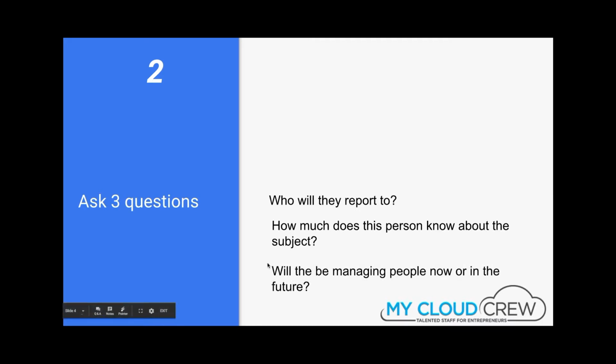And the final question, will this person be managing people now or in the future? So this person being the person you're hiring, is this person going to be the only person in this division, or is this person going to bring on people underneath them? Key consideration. If they are, then reverting back to the previous slide, you'd be needing to hire at either the manager level or the director level.